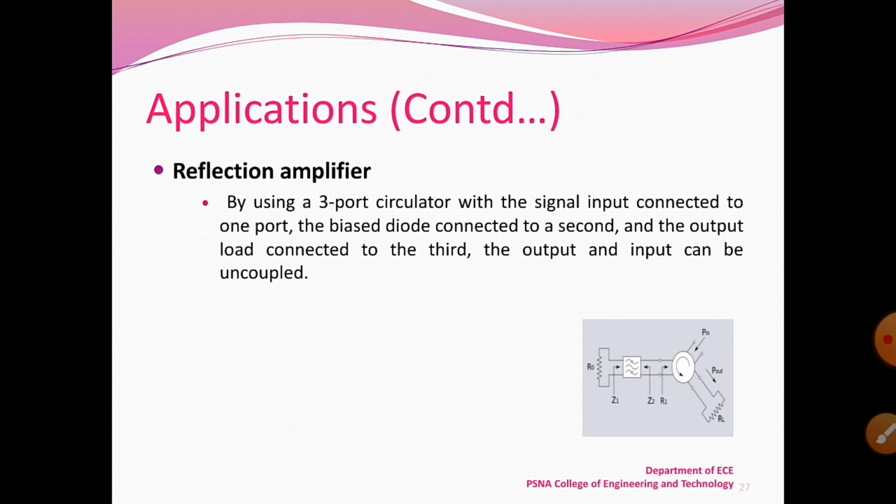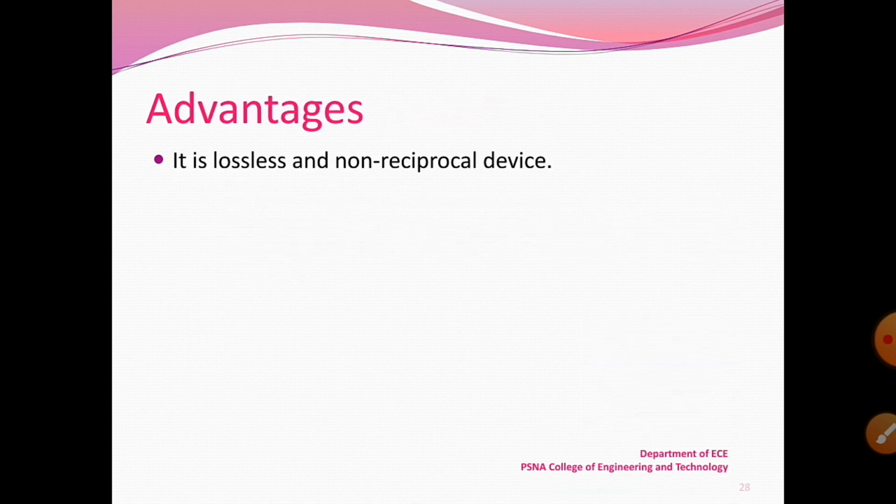Reflection amplifier. By using a 3-port circulator with the signal input connected to the first port, the biased diode connected to the second and the output load connected to the third, the output and the input can be uncoupled. Advantages. The circulator is used as a lossless and a non-reciprocal device.